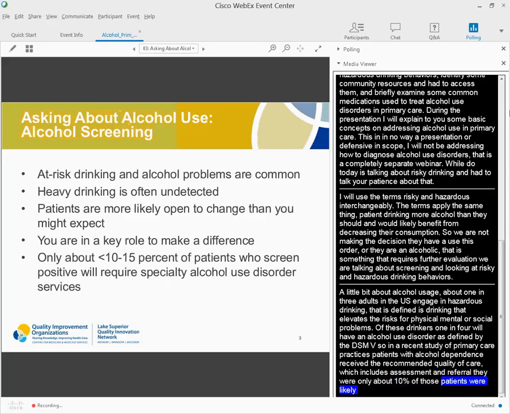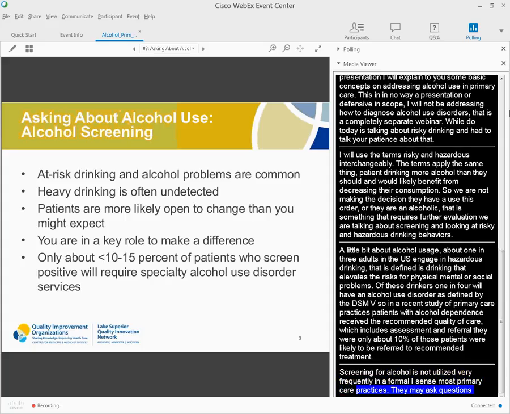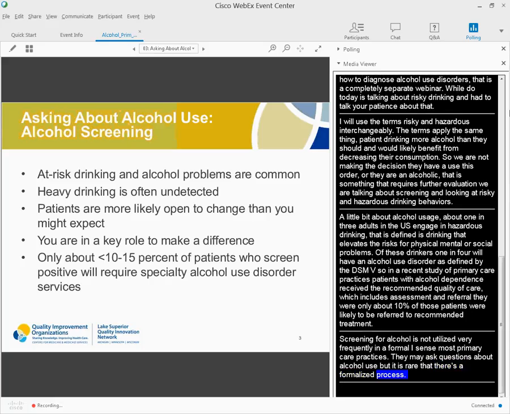Okay, so the point being that screening for alcohol is not utilized very frequently in a formalized sense in most primary care practices. They may ask questions about alcohol use, but it's rare that there's a formalized process for screening and identifying patients with risky or hazardous drinking and referring them to appropriate outpatient services or inpatient services if that's needed. And I'll talk a little bit more about the prevalence of those that you may see in your practice that will require intervention. It's actually very small.